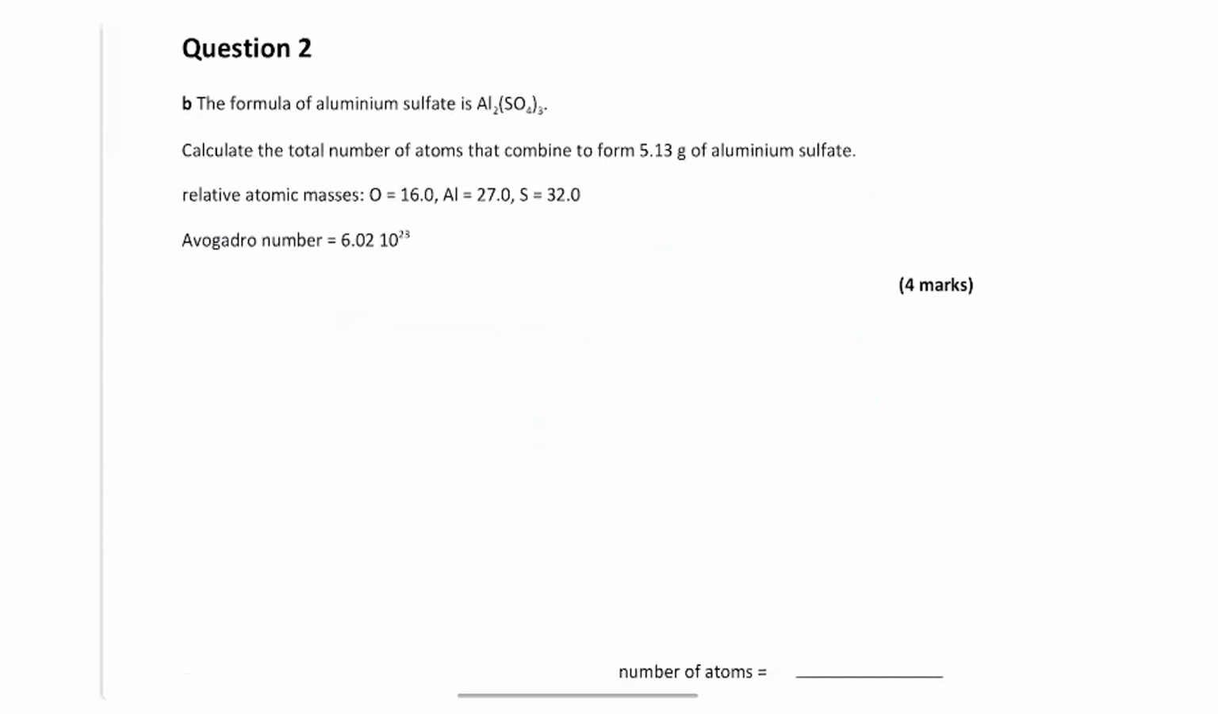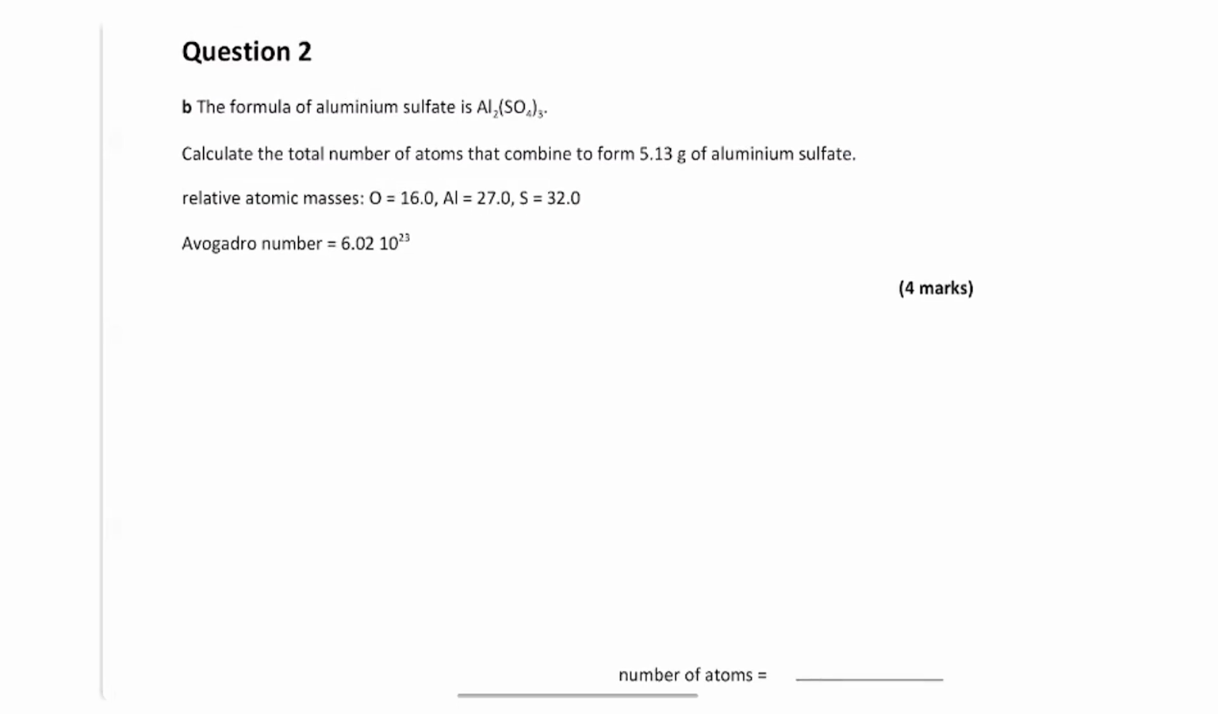So question 2 for 4 marks, and this is a maths question. The formula of aluminium sulfate is Al2(SO4)3. Calculate the total number of atoms that combine to form 5.13 grams of aluminium sulfate. The relative atomic masses: oxygen 16, aluminium 27, sulfur 32, and Avogadro's number is 6.02 times 10 to the 23. 4 marks. I'm going to give you 4 minutes to calculate the number of atoms.